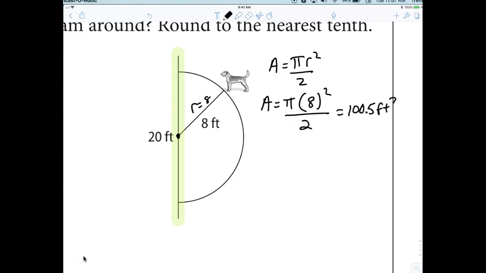100.5 square feet. So is that a lot? Somebody tell me if that's a lot. All right, now look at the grounds. Each one of the squares here is a foot, so it's about a 10 by 10. It's not too bad, especially if the dog is small. Now if he's a big dog, might have some problems. But again, that's not bad.